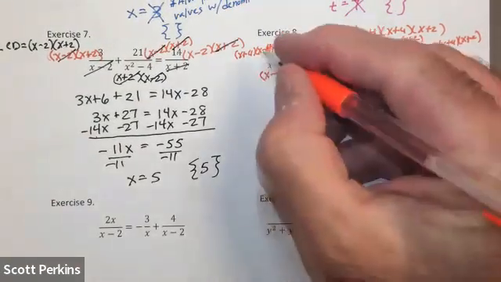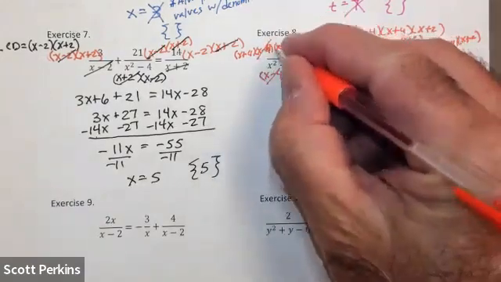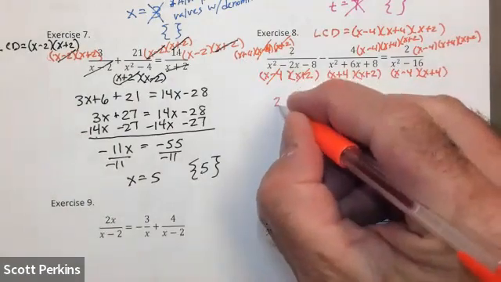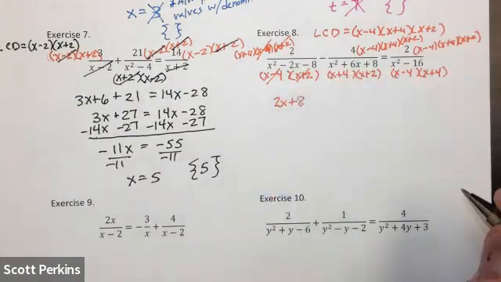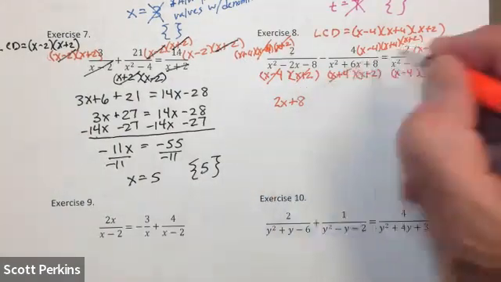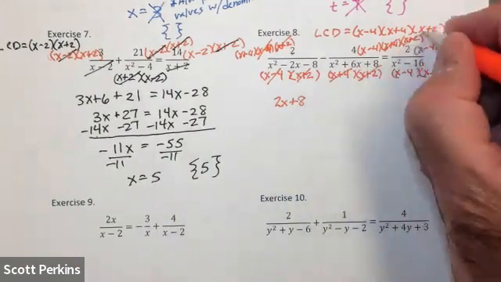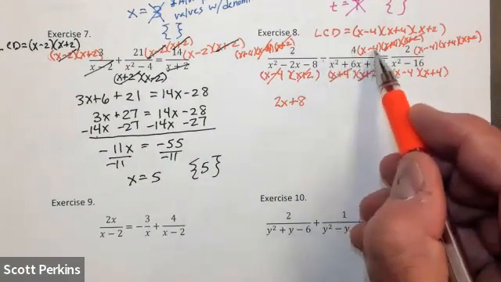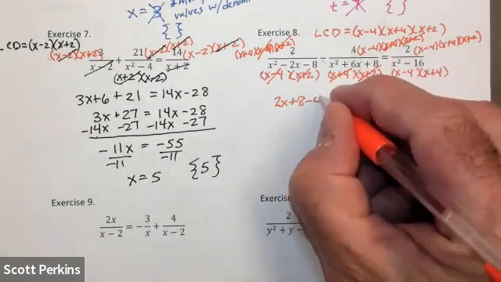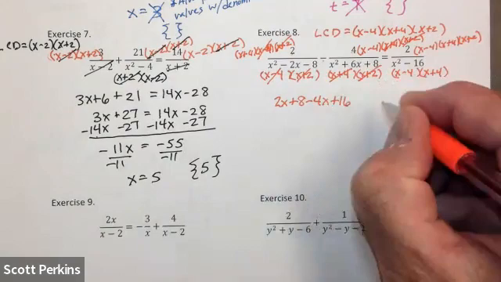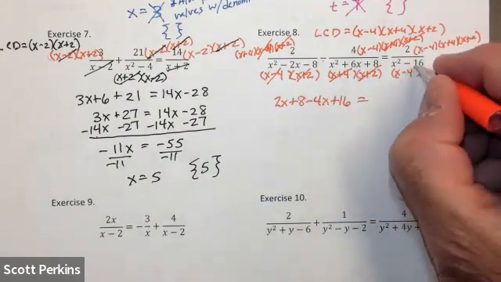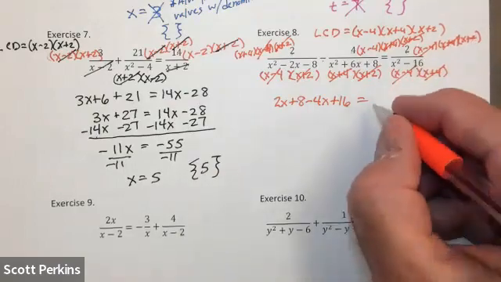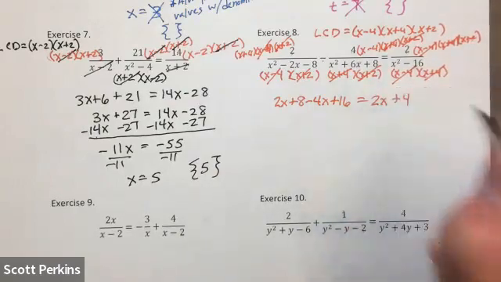The first fraction, the x minus 4s and the x plus 2s cancel. So I have 2 times the x plus 4, so that's 2x plus 8. The second fraction, the x plus 4s and the x plus 2s cancel. So I have minus 4, don't forget that minus. I have minus 4 times x minus 4, so that's minus 4x plus 16. Then on the other side, the x minus 4s and the x plus 4s cancel, and I have 2 times x plus 2, so 2x plus 4.